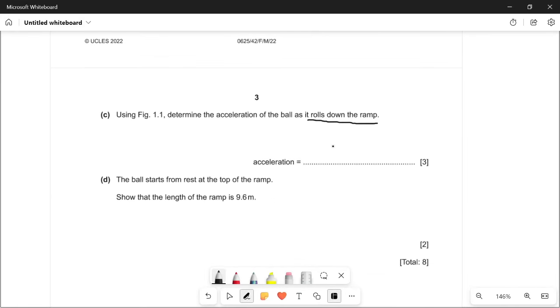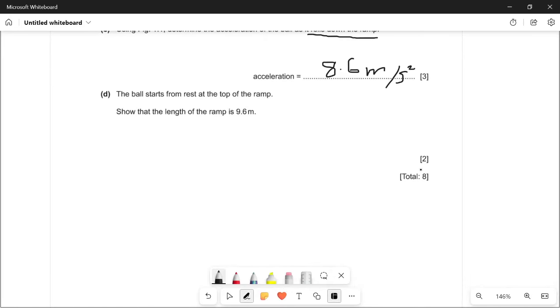So the answer is going to be 8.6, and the unit for acceleration is meters per second squared. So it's going to be meters per second squared. We can move on to the next one.